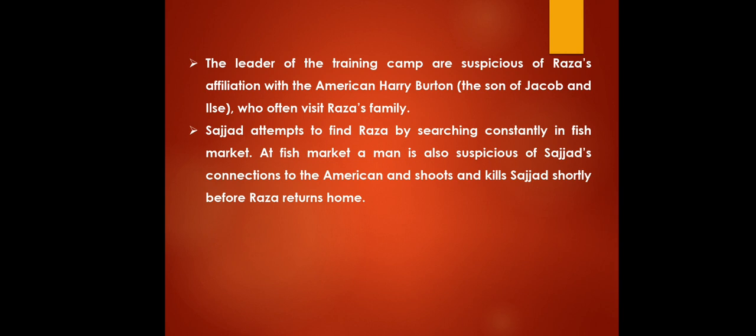Here you can see the fish market, where Sajjad is also suspected by a person who belongs to another company. So he was shot and killed very shortly, and after a short time, Raza returns home. You can see that there is a killing, you can say target killing, was going on, because Sajjad was killed or murdered because of suspicion, because of his belonging to the Muslim community. The third section of the novel ended.